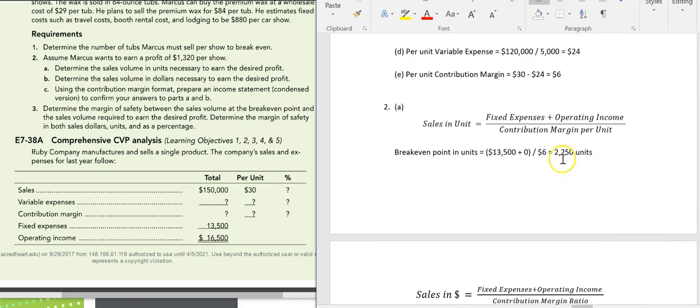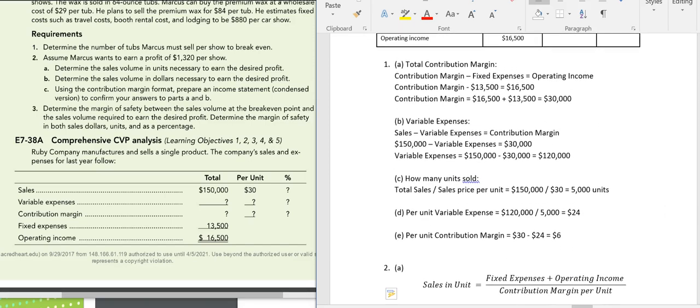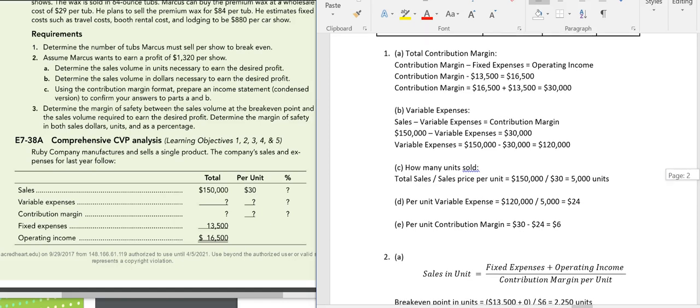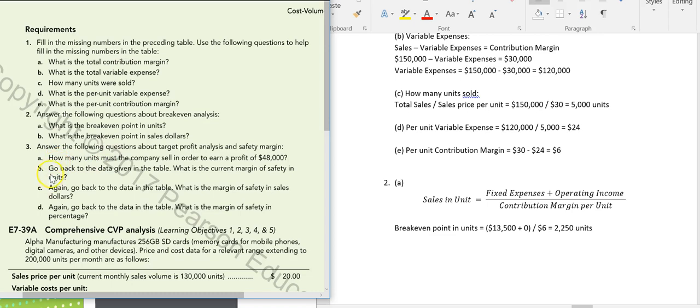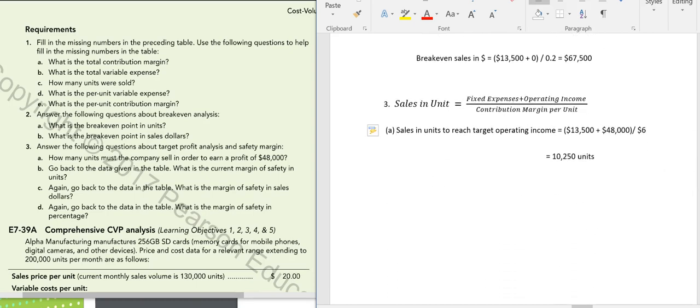So the break-even units are 2,250, and right now the company is selling 5,000 units. Again, margin of safety is how many extra units the company is selling on top of their break-even units. That's what question B and C are asking under requirement 3. So let's do it. Now I will do number B.